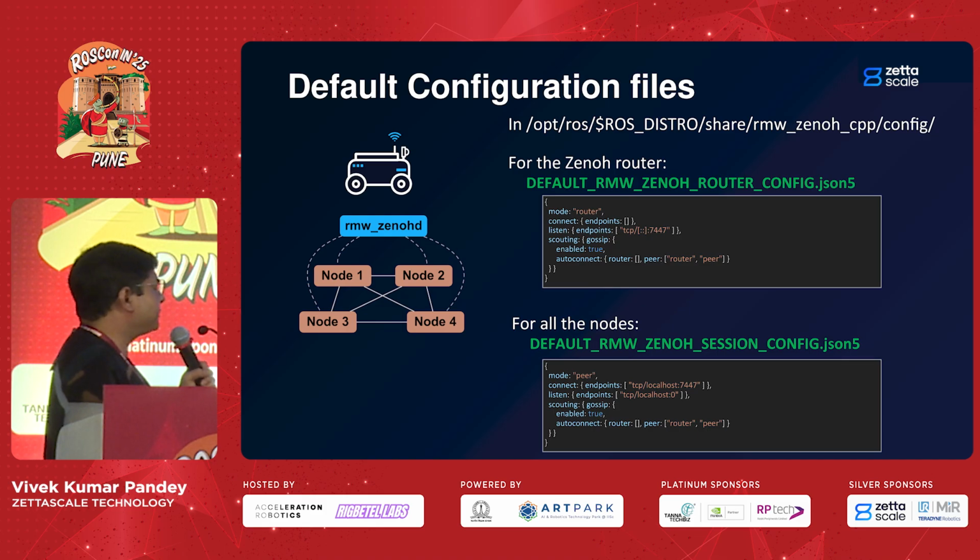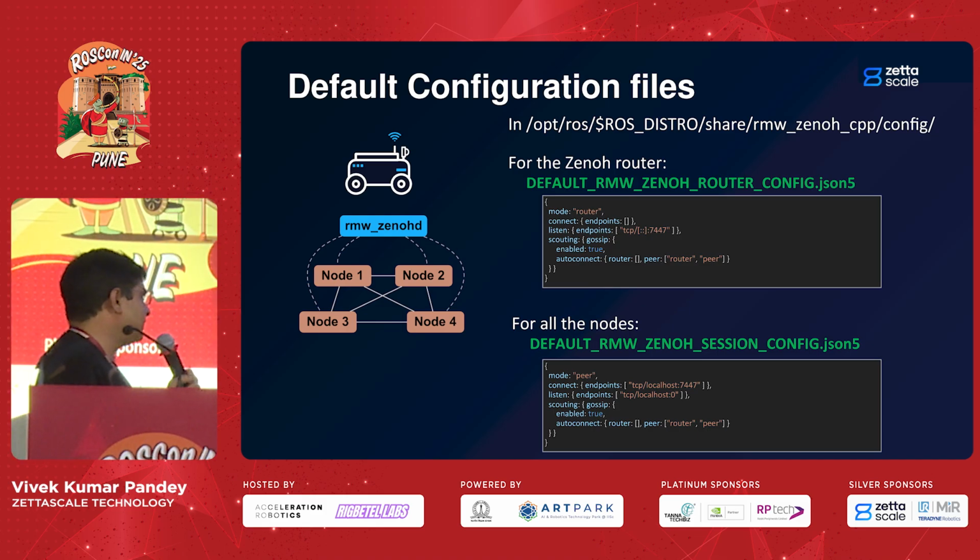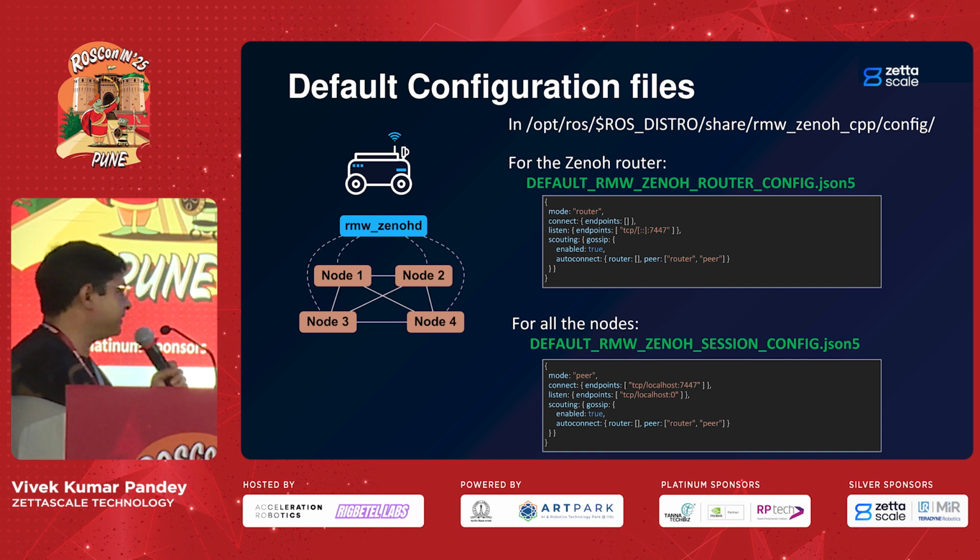We have two configurations. One is for the router, called the default RMW Zenoh router config JSON file. And for the other nodes, we have the default RMW Zenoh session config. You can configure many parameters, but here we focus on the snippet for connectivity.